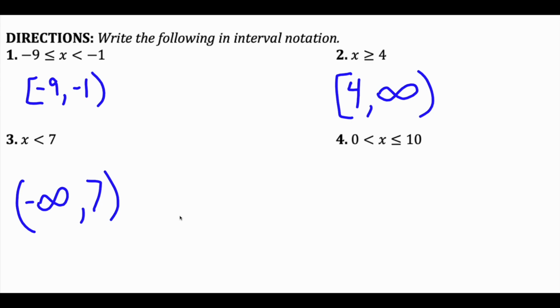Last one here, going from 0 to 10, we have 0. Oops, sorry, my pen stopped working there for a second. We're going to go from 0 up to 10. 0 will have a parenthesis, 10 will have a bracket. That's my final answer there, 0 to 10.